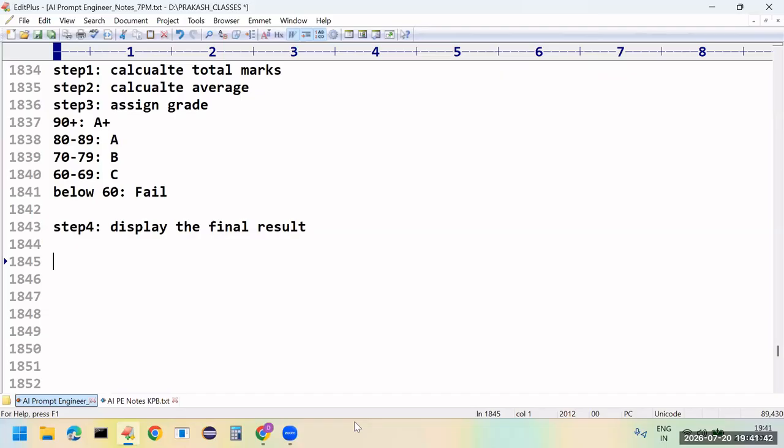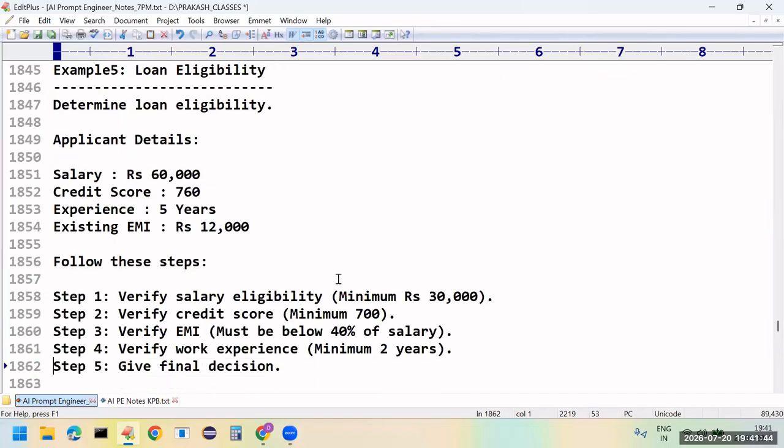Yes. So the next thing that we have is loan eligibility. Observe this prompt. Determine the loan eligibility. Sir, I want to check what is the eligibility for the loan. Please observe, it is a real-time prompting. Applicant details: salary 60,000, credit score 760, experience 5 years, existing EMI 12,000.